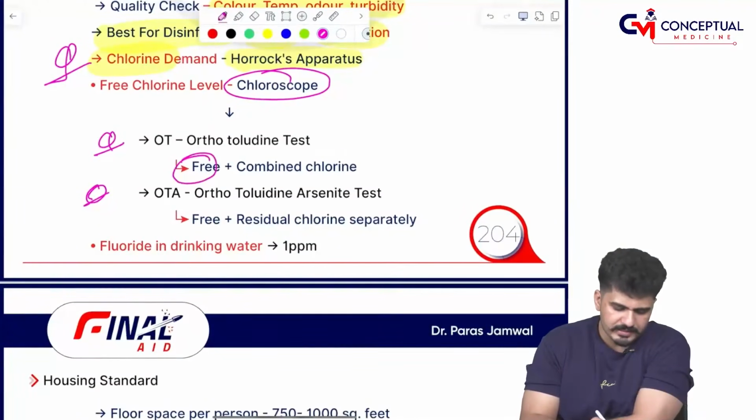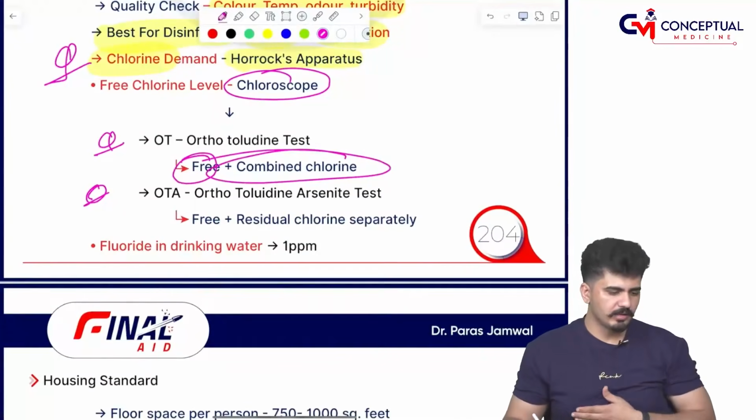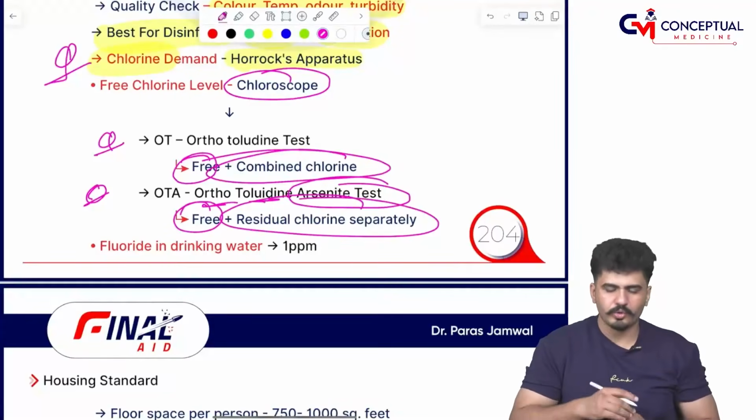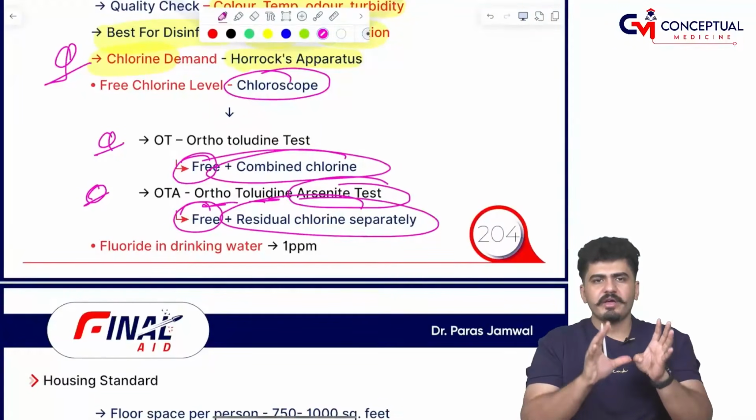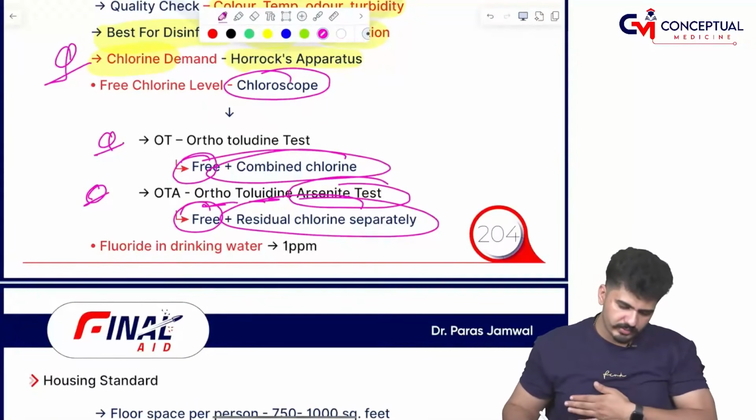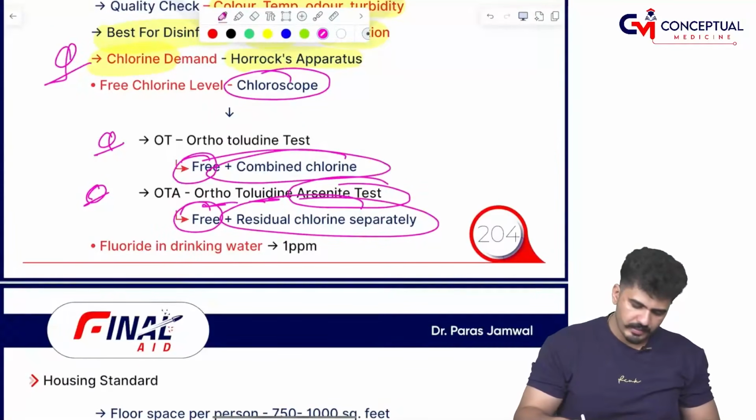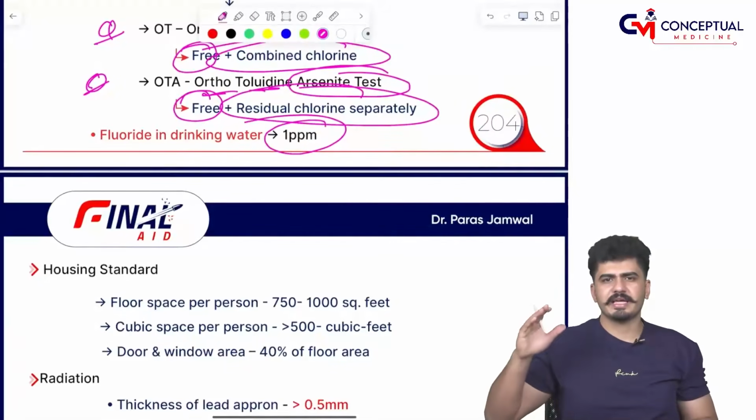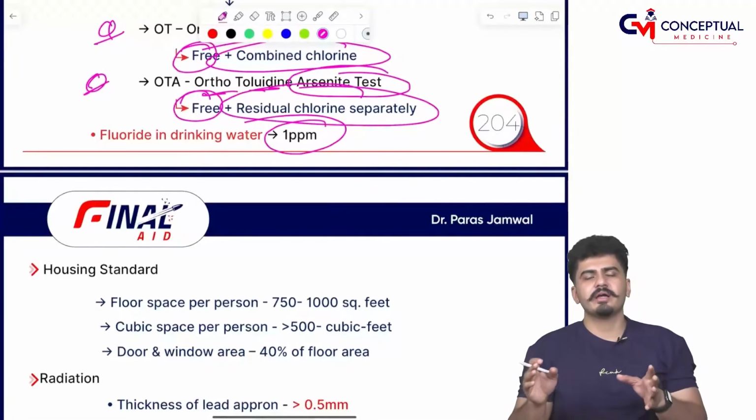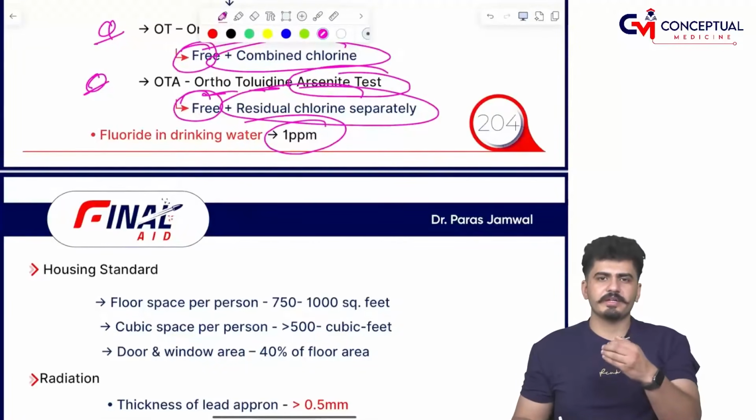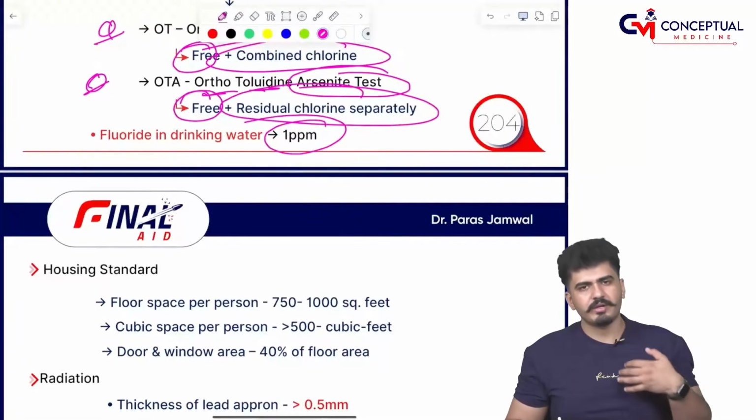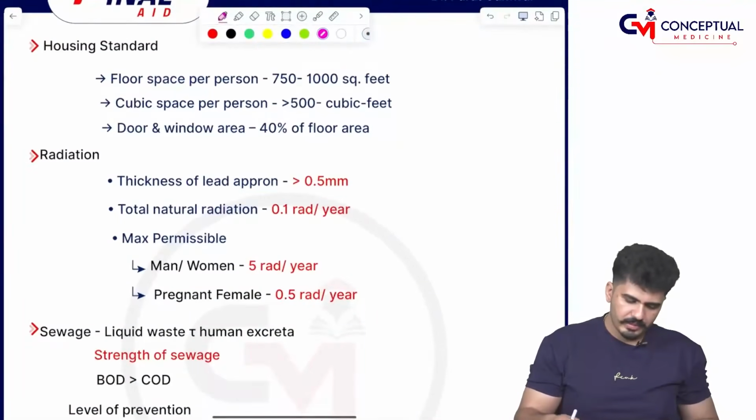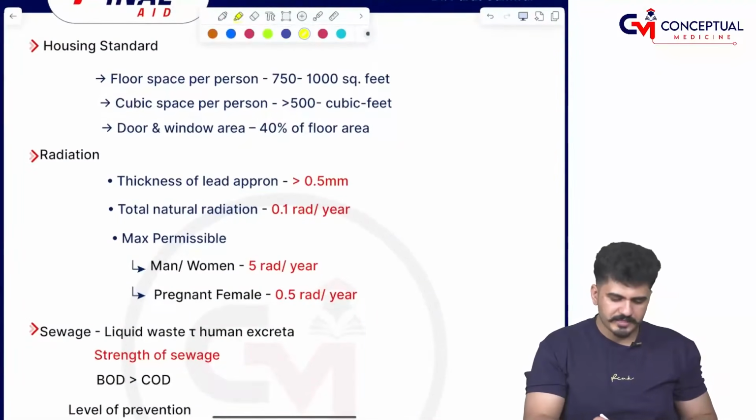My dear friends, next is orthotoluidine test and OTA. Orthotoluidine is free plus combined chlorine. OTA, orthotoluidine arsenite test, free plus residual chlorine. It will give total, free, and residual also. Now how much fluoride should be there in our drinking water? 1 ppm. If it is exceeding, then it is a problem. It will lead to skeletal fluorosis, and if it is decreasing, it will lead to dental caries.